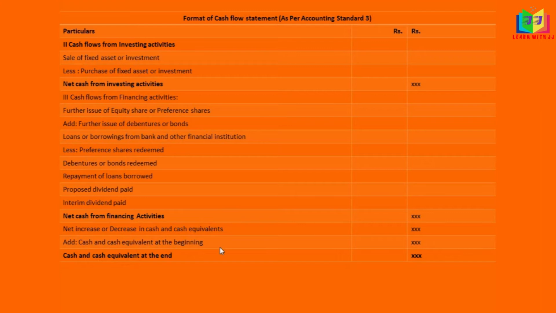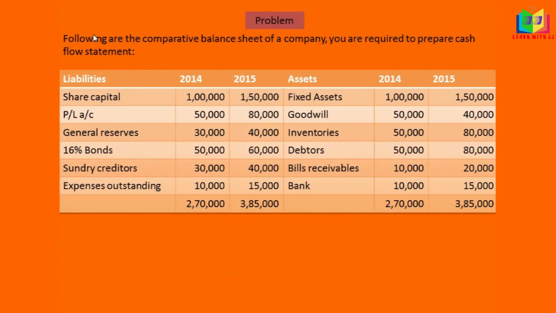Now we'll see one problem. Following are the comparative balance sheets of a company. You are required to prepare the cash flow statement. The balance sheet of a company was given: share capital, profit and loss, general reserve, 16% bond, sundry creditors, expenditure outstanding. And on the asset side we have fixed assets, goodwill, inventories, debtors, bills receivable, bank. Using this balance sheet we have to prepare the cash flow statement.